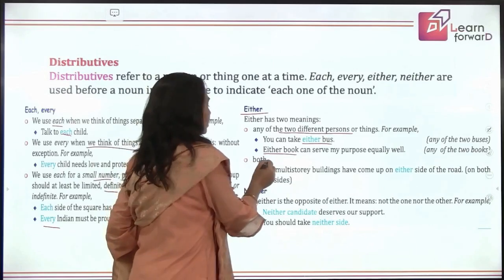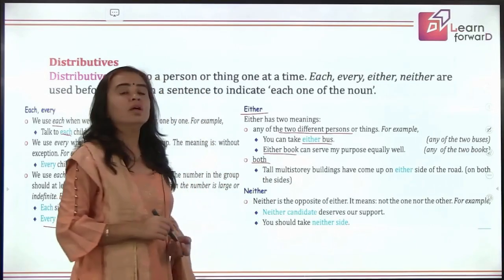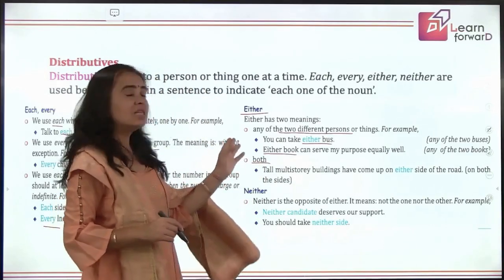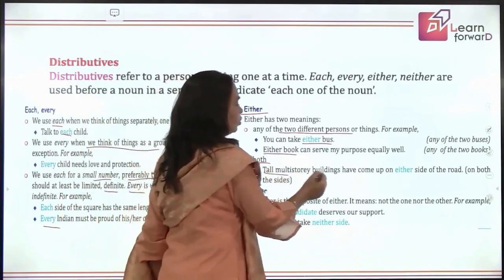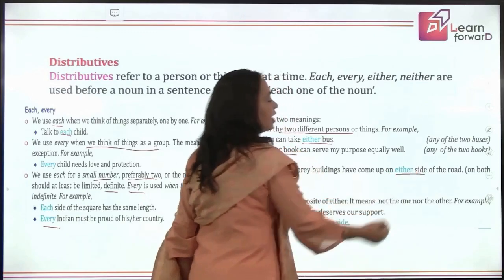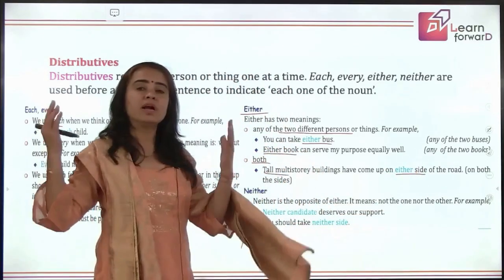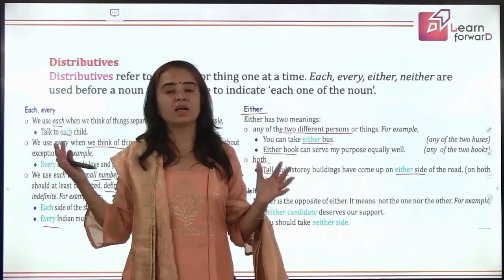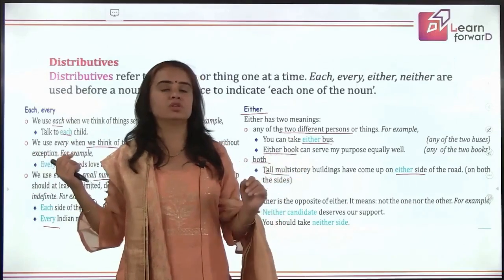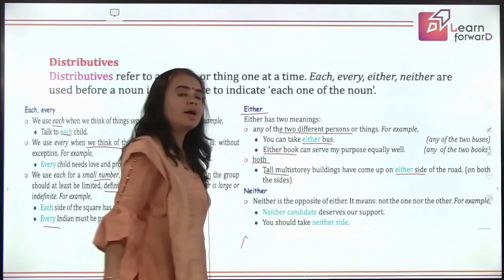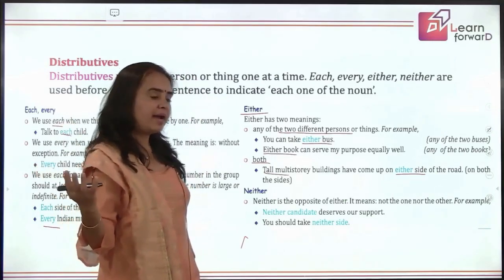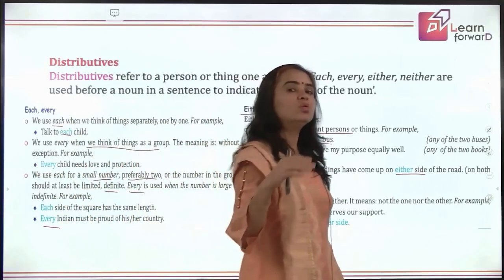Now, the other thing is both. So when we talk about either, it also refers to both. Like tall multi-story buildings have come up on either side of the road. That means these multi-story buildings are constructed on both the sides of the road. Okay, so we have got two meanings. One is any of the two, and in the other context, we refer to both.